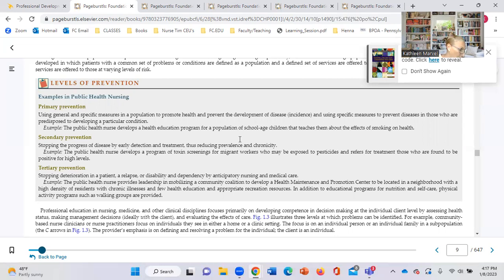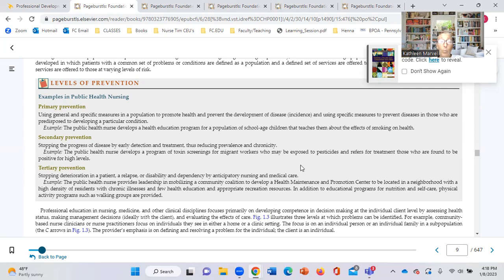And the next chapter, which is the history of public health, the levels of prevention will be related to that topic. Okay, so primary, secondary, and tertiary are covered on all your exams and for all the different topics or chapters we're covering. So for example, let's do primary prevention for introduction to public health nursing. Use general and specific measures in a population to promote health, prevent the development of a disease. Okay, so it's all about prevention.